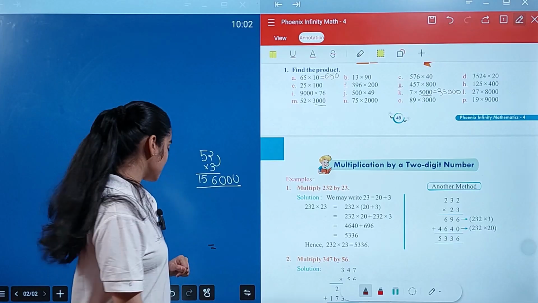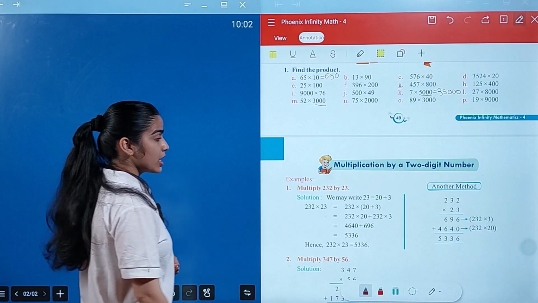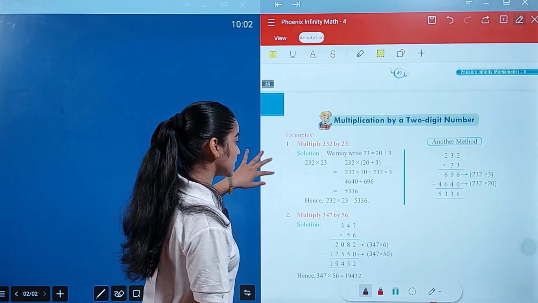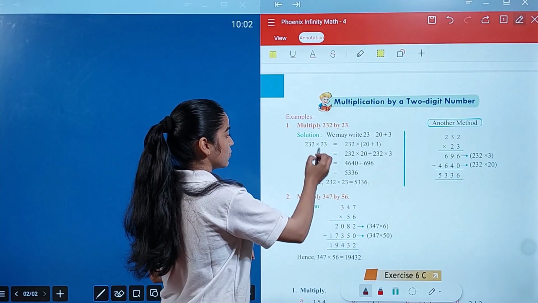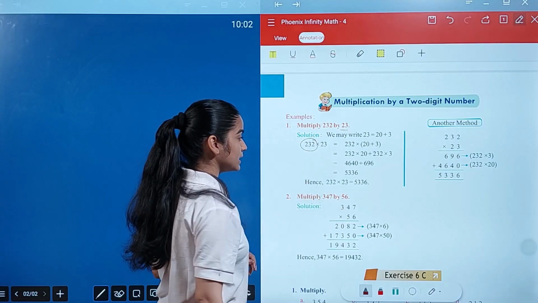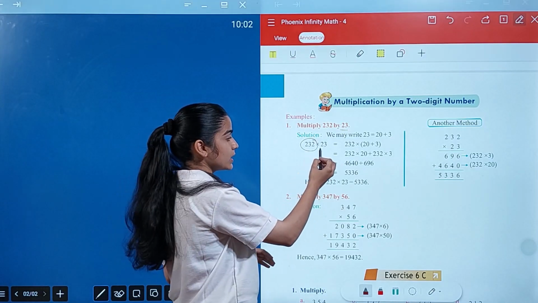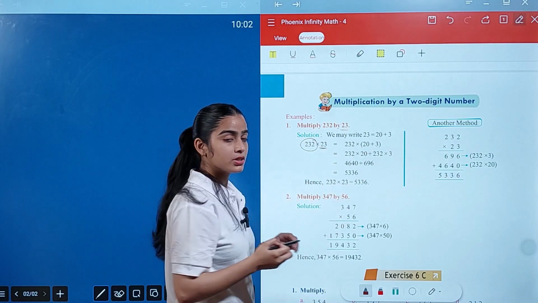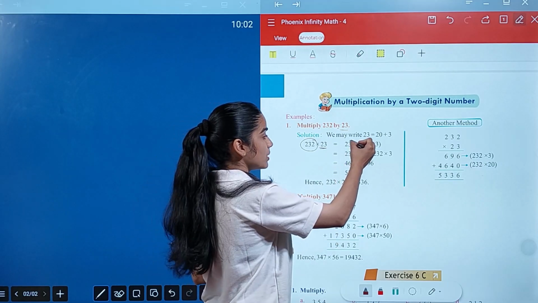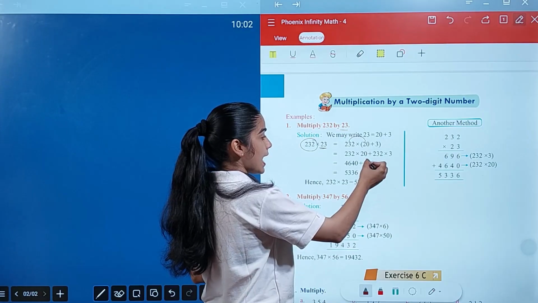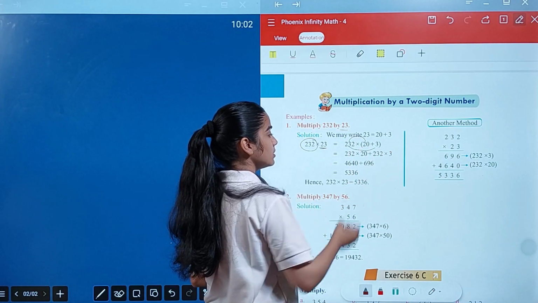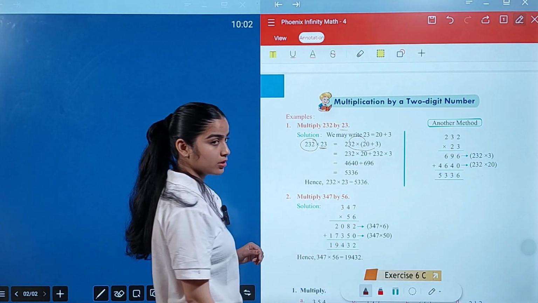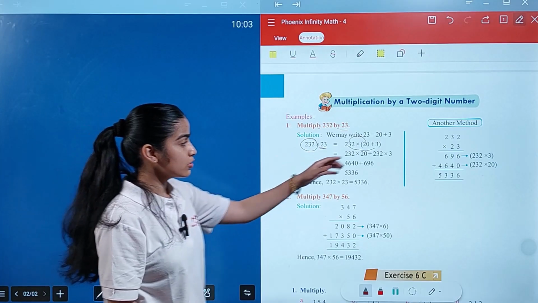Now we have the next concept, which is multiplication by a two-digit number. In this, we are multiplying a number with a two-digit number. For example, we have 232 multiplied by 23. What we do is split this 23 as 20 plus 3. Now we are using the distributive property. First we multiply 232 with 20, and then we multiply 232 with 3. After the product of these two multiplications, we add these two numbers together. You can use this method, or you can use the next method.